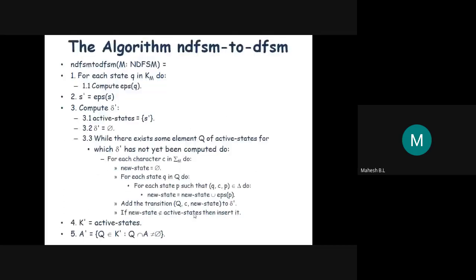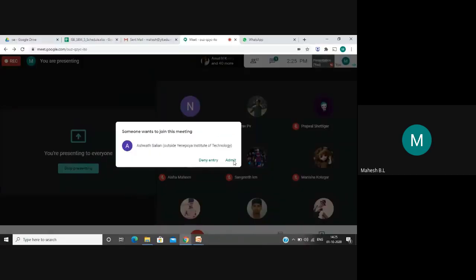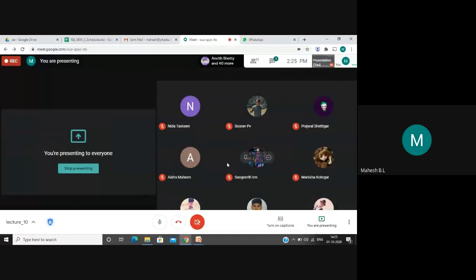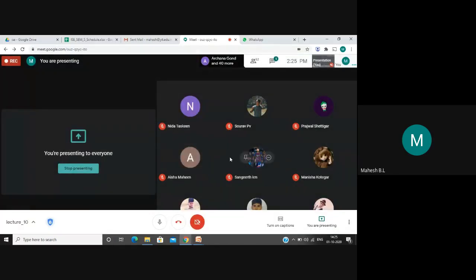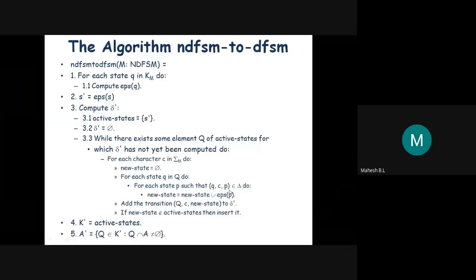So this is the algorithm for converting NDFSM to DFSM. Already we solved problems. Let's see the algorithm for converting NDFSM to DFSM.